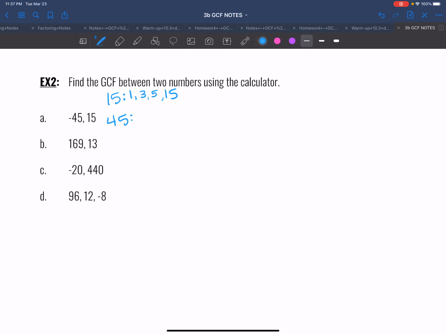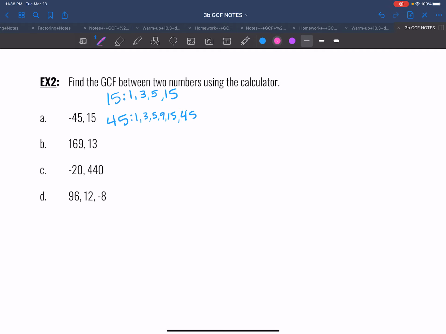Now, to find the factors of 45, I know I can start with 1 and 45. I know 2 would not evenly divide into 45 since it's odd, but 3 does. 3 and 15 are factors of 45, 3 times 15. And then the last set would be 5 times 9. So that would complete our list there.